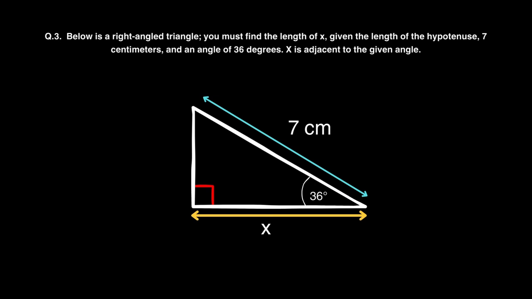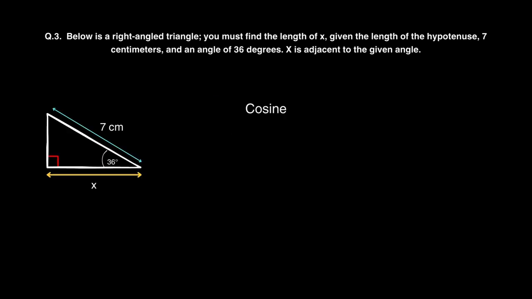To solve for x, we can use trigonometric ratios. The side x is adjacent to the given angle. Hence, we can use the cosine function because we have the adjacent side and the hypotenuse. The cosine function is cos theta equals adjacent over hypotenuse. Here, the angle is 36 degrees. The adjacent side is x, and the hypotenuse is 7 centimeters.